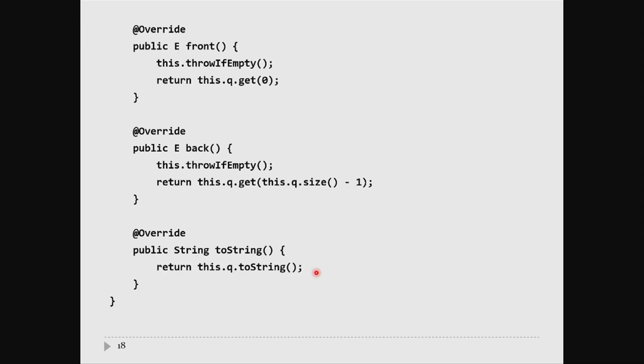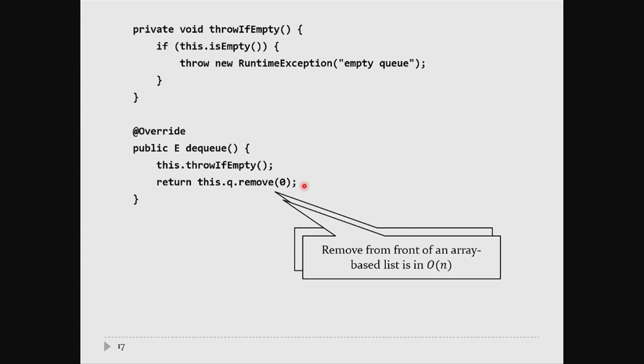Front is easy. You just get element 0 as long as the queue is not empty. Back is also easy. You just get the last element of the queue, so that's at the size of the list minus 1. And toString, well, we can use the list version of toString if we like, and just call the queue's toString method. So it's very easy to implement if you have an array list or list implementation lying around. But you have to remember that this is a problem. We'd like to improve the computational complexity of dequeue.